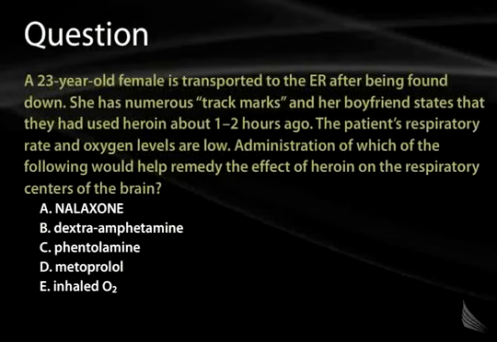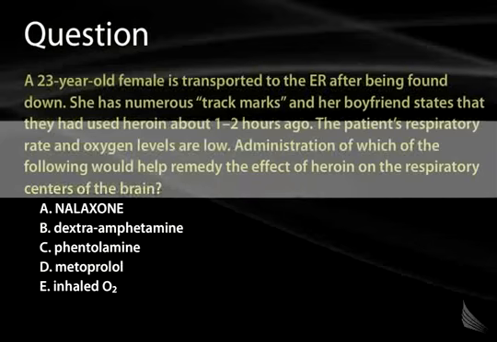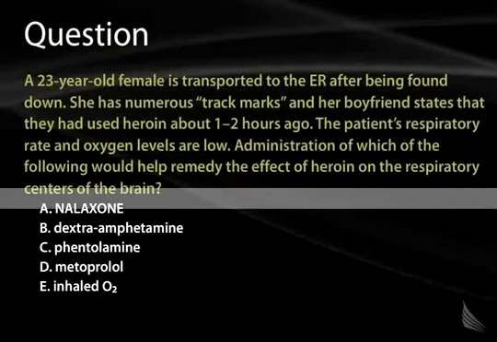Here we have another sort of standard question that one may be asked on an exam such as USMLE Step 1. We have a 23-year-old female transported to the ER after being found down. She has track marks from the injection of heroin, and her boyfriend states that they used heroin about 1 to 2 hours ago. The patient's respiratory rate and oxygen levels are low. The question would then ask, well, what do you need to administer to remedy the effect of heroin on the respiratory centers of the brain? The classic remedy here is naloxone.